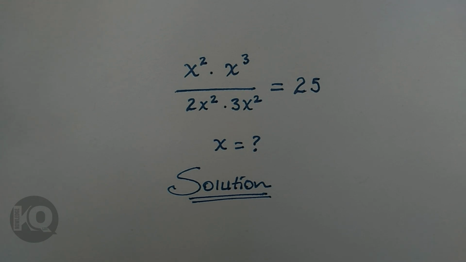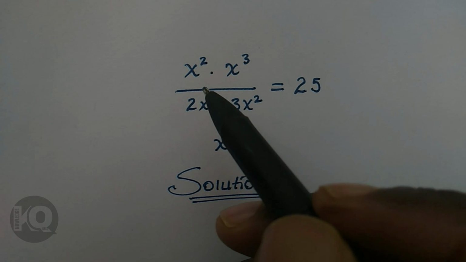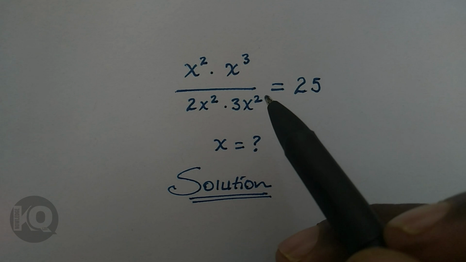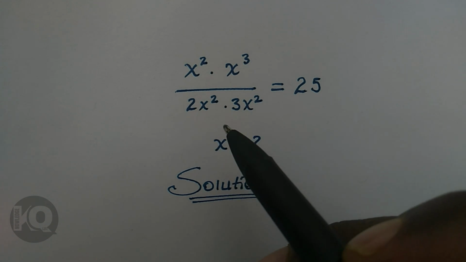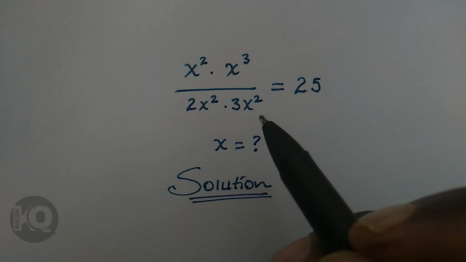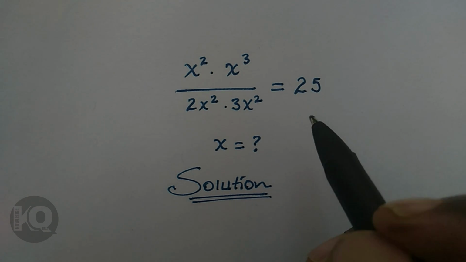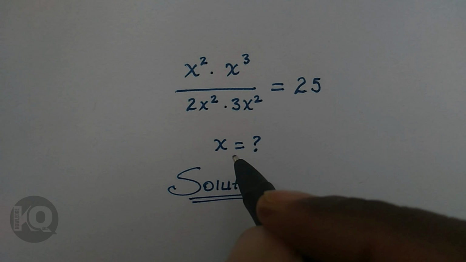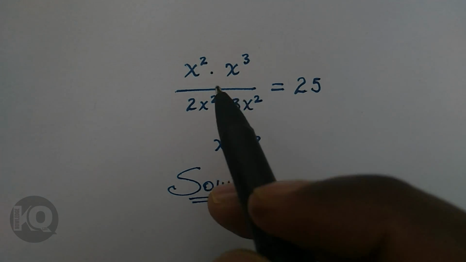Hello, welcome to solve this mathematical problem, which is x to the power of 2 times x to the power of 3, divided by 2x to the power of 2 plus 3x to the power of 2, which is equal to 25. Find all possible values of x from this equation.